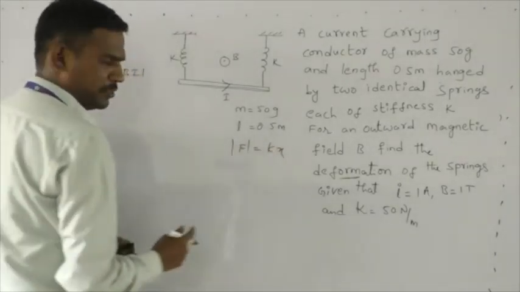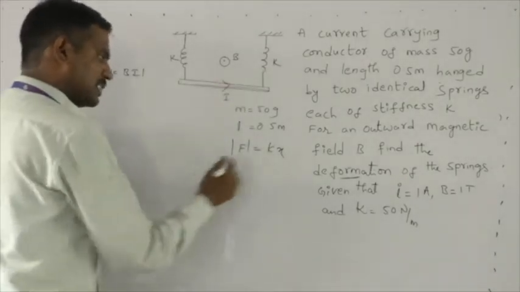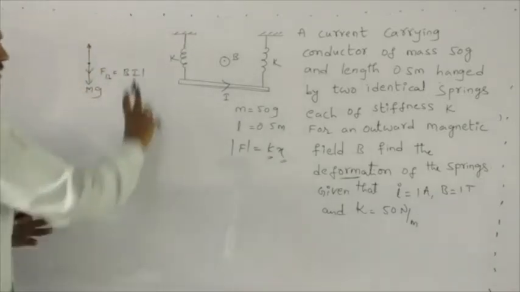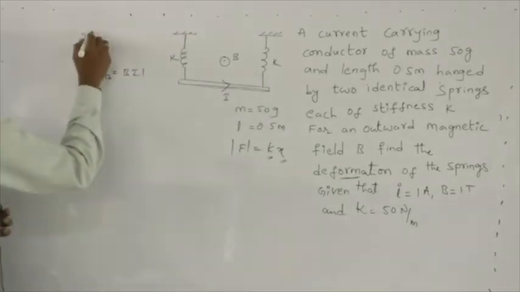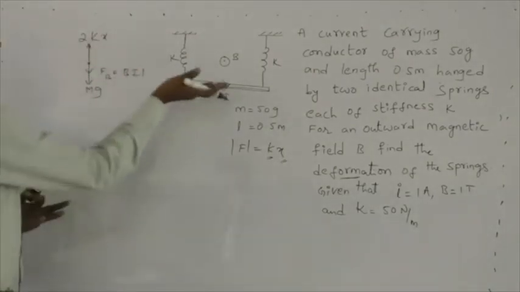I am writing just the magnitude. The restoring force magnitude is nothing but K into X. For both of them, the spring constant is the same, and even the amount of stretch will be the same. Therefore, what is the total upward force? That could be written as 2K into X. When these two are balanced, then it will remain there.